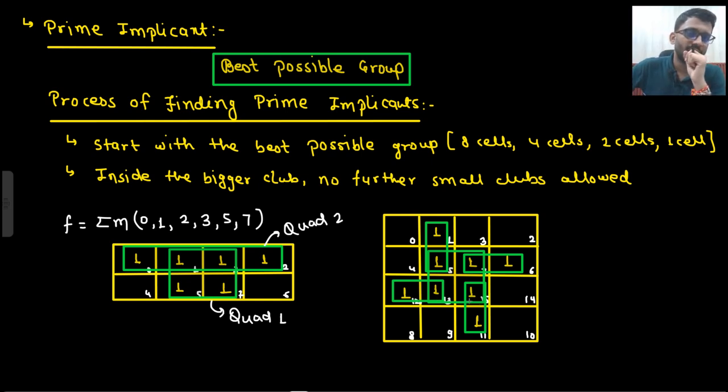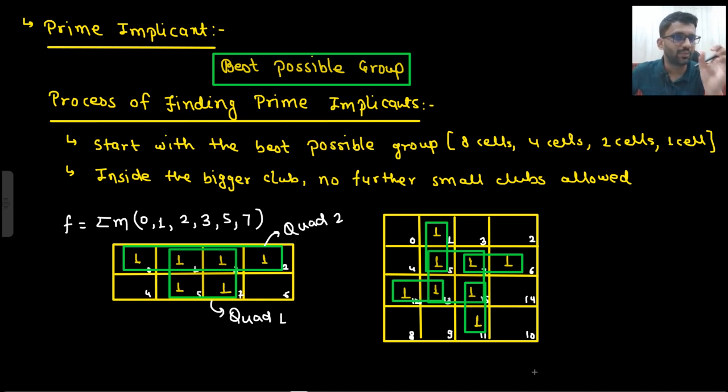Are you getting this point? This 13, 15 club is there in the quad itself, but this 12, 13, I can take. Why can I take it? Because 13 is there in the quad, but one of the elements is not there in the quad. So the complete pair is not in the quad. If the complete pair was in the bigger group, then I could not have taken it. So inside the bigger club, no further small clubs are allowed.